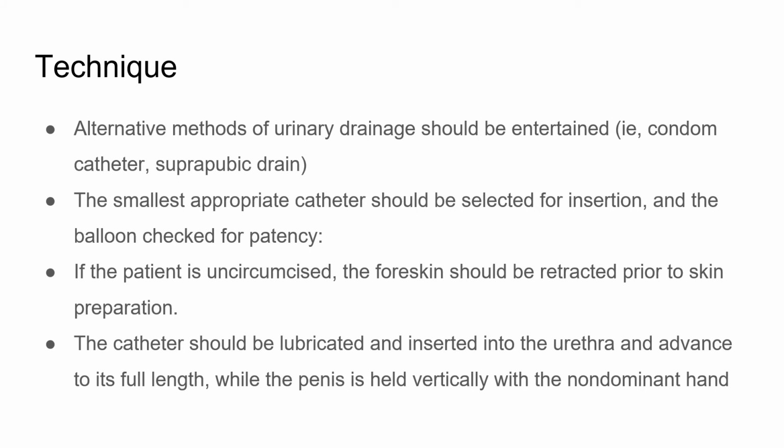Further, if catheterization has to be done, alternative methods of urinary drainage should be entertained, such as a condom catheter or a suprapubic drainage tube. So these are the other alternative methods that can be entertained to prevent the urethral catheterization. As far as it can be postponed, it has to be postponed.